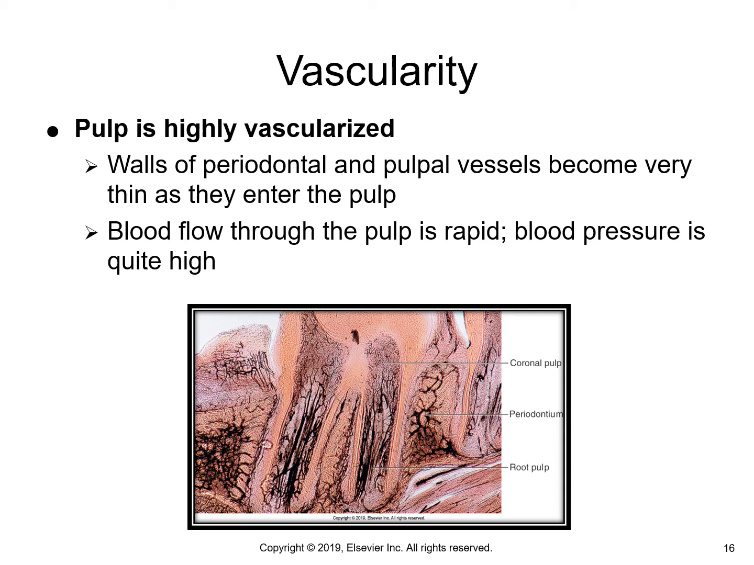Pulp is highly vascularized. That's where all our nerves are. So if we get infection in the pulp, many times you're going to have sensitivity to hot, sweet, pressure, cold. So it is lots of nerves, blood supply, all kinds of stuff like that. The walls of the periodontal and pulpal vessels become very thin as they enter the pulp. So blood flow through the pulp is rapid and the pressure is quite high.